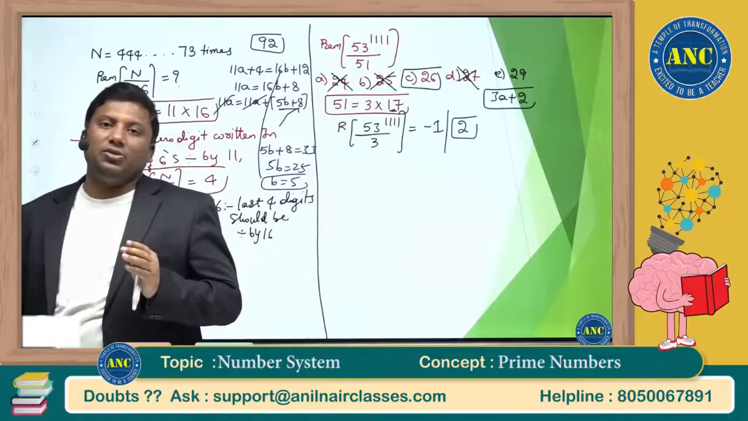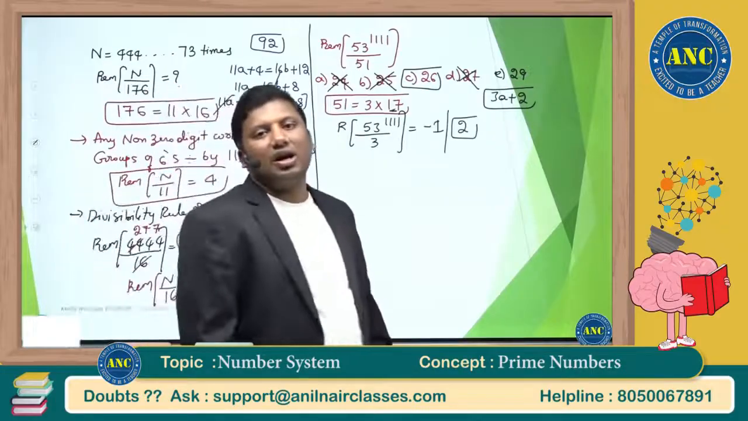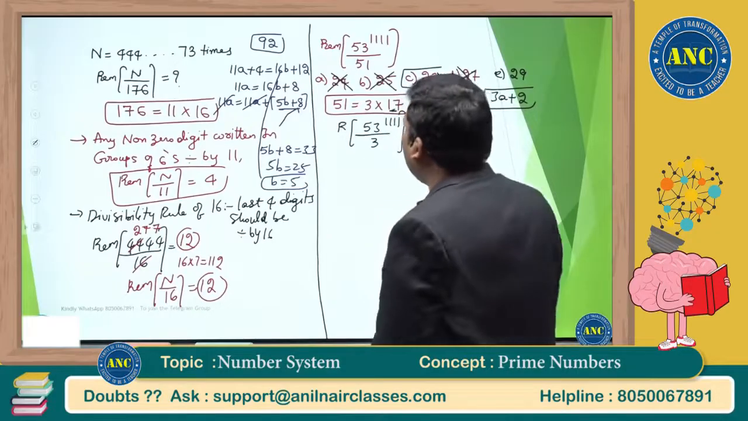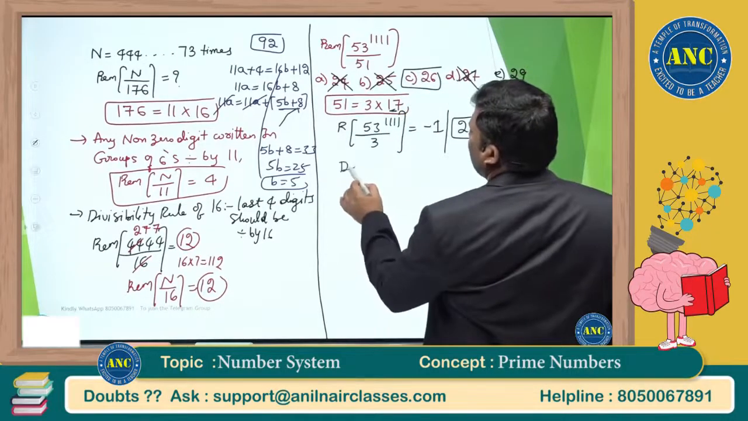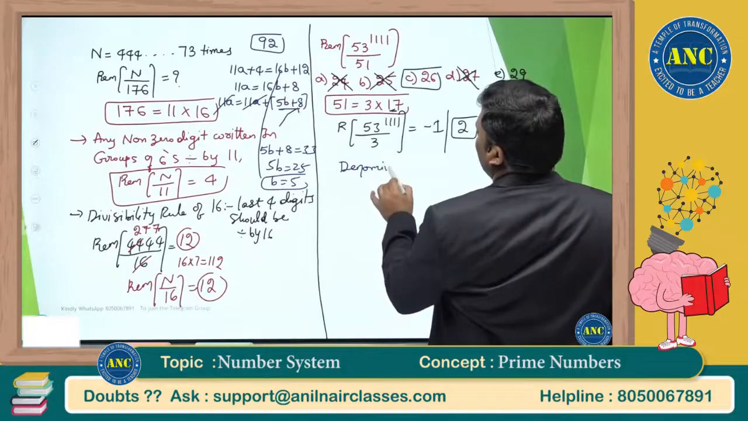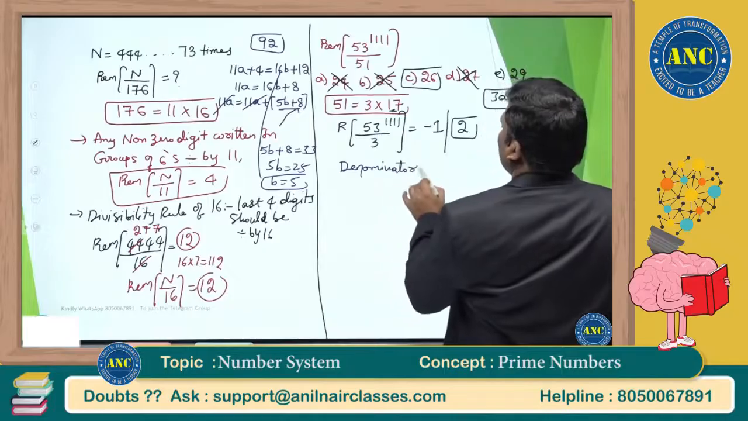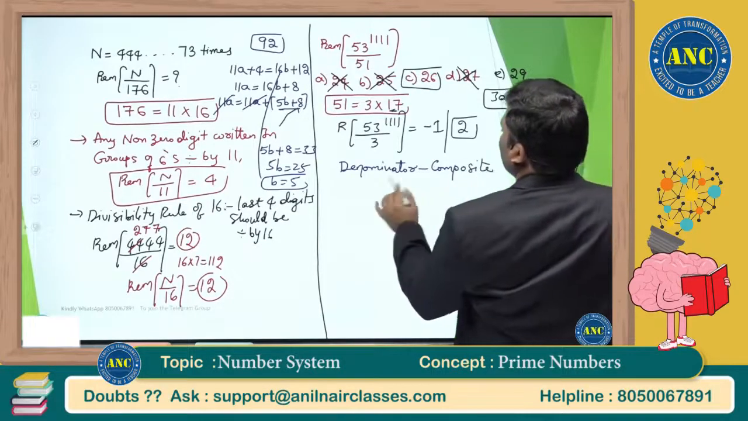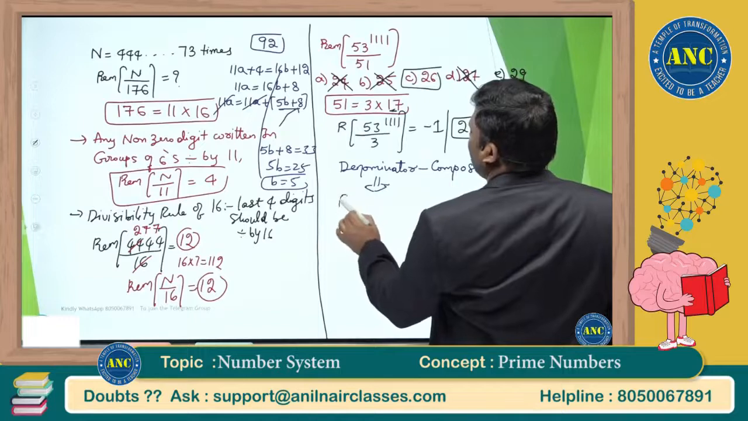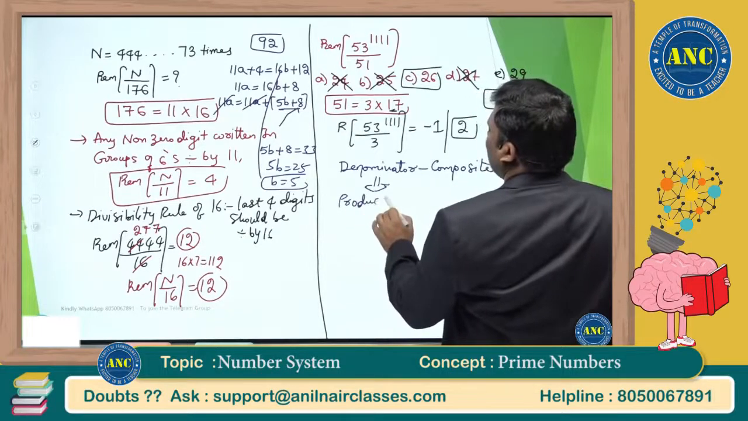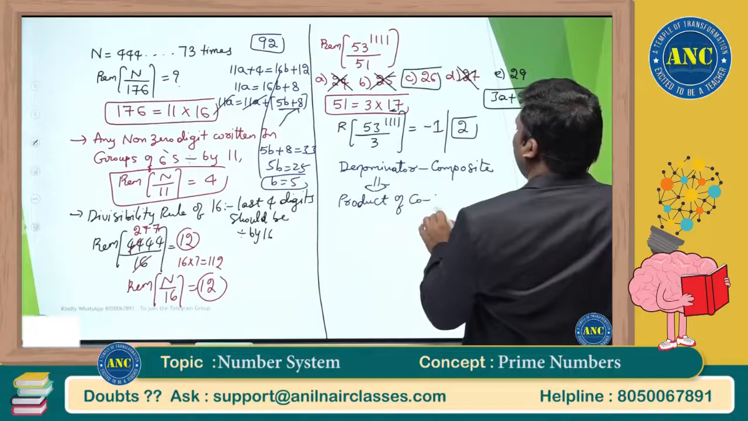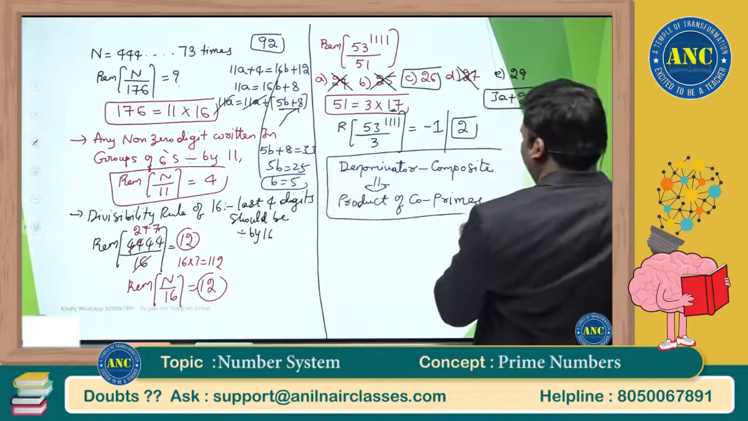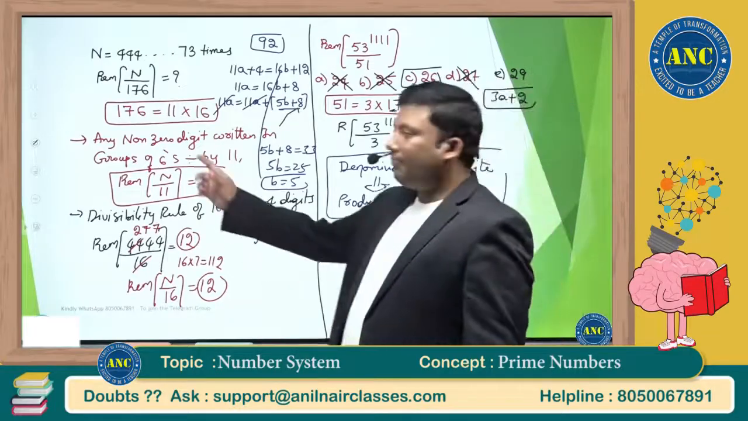What are the learnings from this question? If the denominator is a composite number, write the number as a product of coprimes. Please make a note in your notebook. If answer options are there, make use of answer options and avoid calculation time.